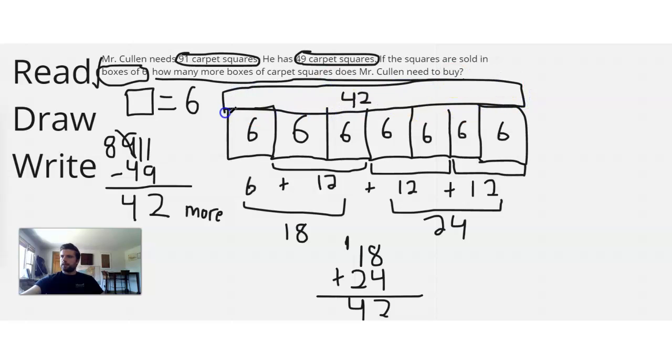makes sense. Now it doesn't say how many more carpet squares does he need. It says how many more boxes. So now we count all these boxes. 1, 2, 3, 4, 5, 6, 7. So he needs 7 boxes. So we've drawn our picture.